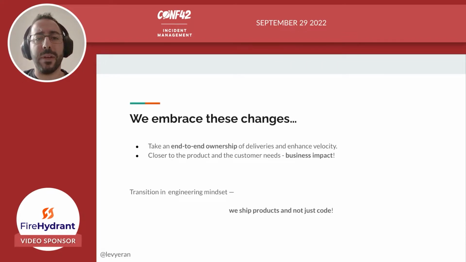We talked about impact, but what is this impact? Engineers need to know what they solve, what their influence on the customer is, and know the impact on the product. There is a transition in the engineer's mindset. We ship products and not just code. We embrace this transition, which brings with it so many benefits to the companies that are adopting them.